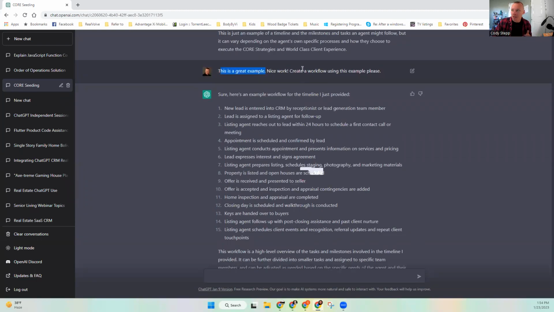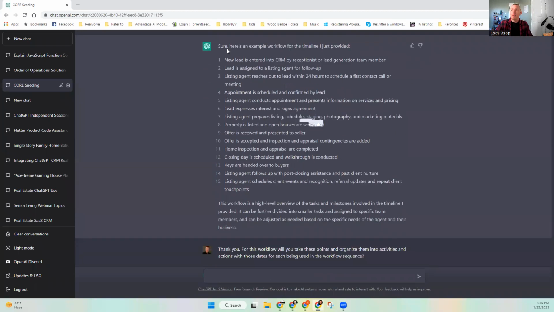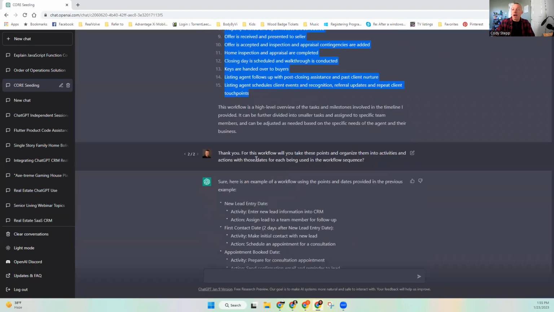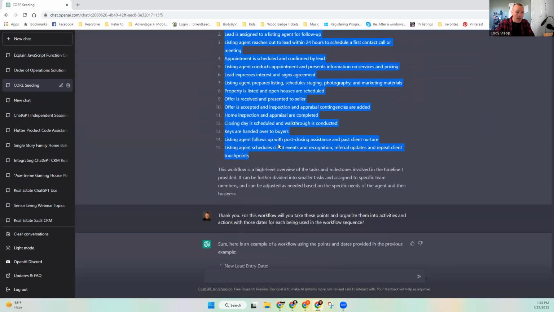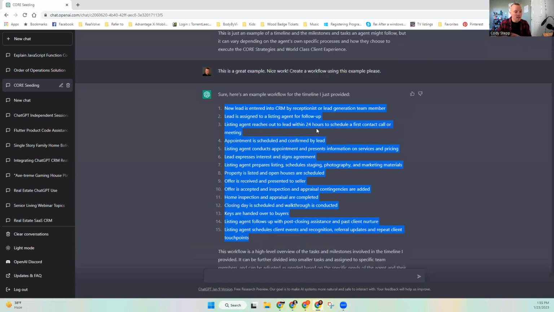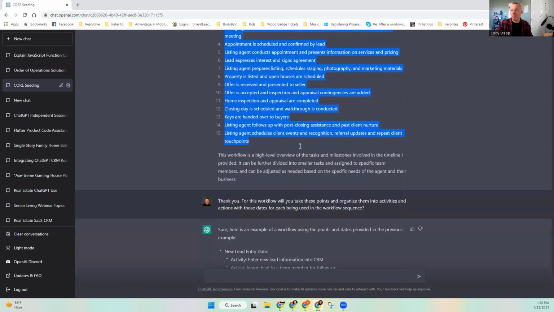Now, what I wanted to do is see if, all the way back on the top, I said I would come back to this. I wanted to see if it would create a workflow for me. And so it gives me an example of a workflow timeline. It's because I was asking about timelines earlier, and it gives me a 15-point list. And that's not bad. I could take this list and start building out a workflow, but I wanted to see if it could give me a little bit more.